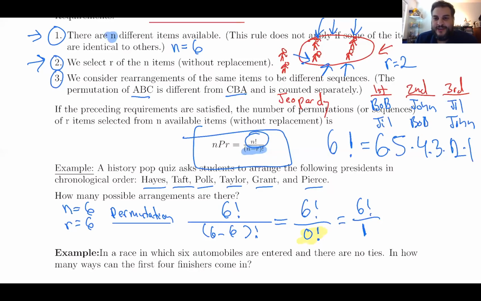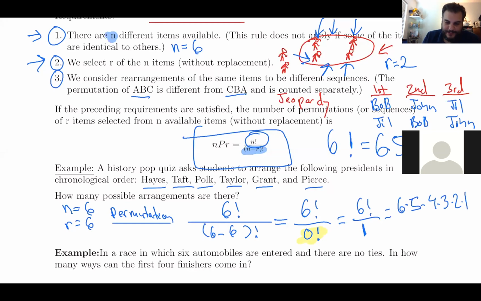Everybody go ahead. I got 6 factorial divided by 1. All right, so I think we're going to do 6 times 5 times 4 times 3 times 2 times 1. So we'll say 6 times 5 times 4 times 3 times 2 times 1. And what answer do you get when you multiply all of those? Cool, thanks, Samantha. So you get 720, and that's your answer.